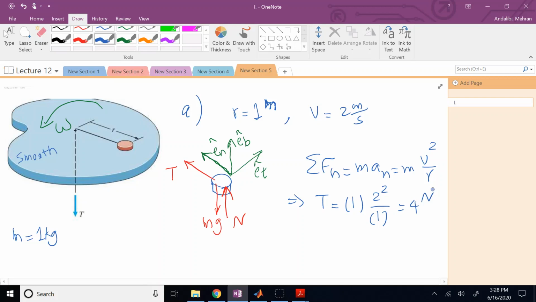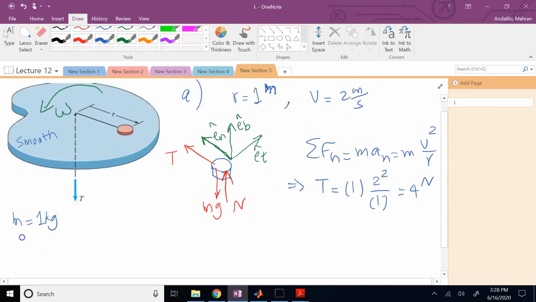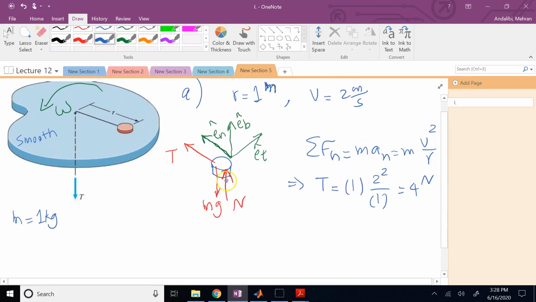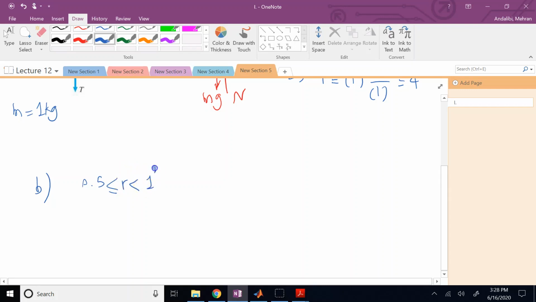This part A does not need any principle of impulse momentum. You can easily do it with Newton's second law. But now for part B, which is the interesting part, it says the free body diagram stays the same, the coordinate system stays the same, but this time the R is somewhere between 0.5 to 1. What is T as a function of R?